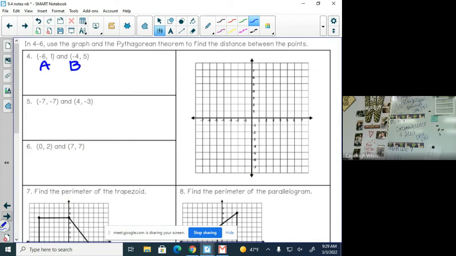So -6, 1, when you graph coordinate points are x, y. So I'm going to graph the x-axis and then the y-axis. So -6, I'll go left, -6, and then up to 1, and that's going to be my A. And then B is -4, 5. So I'll go left to -4, up to 5.